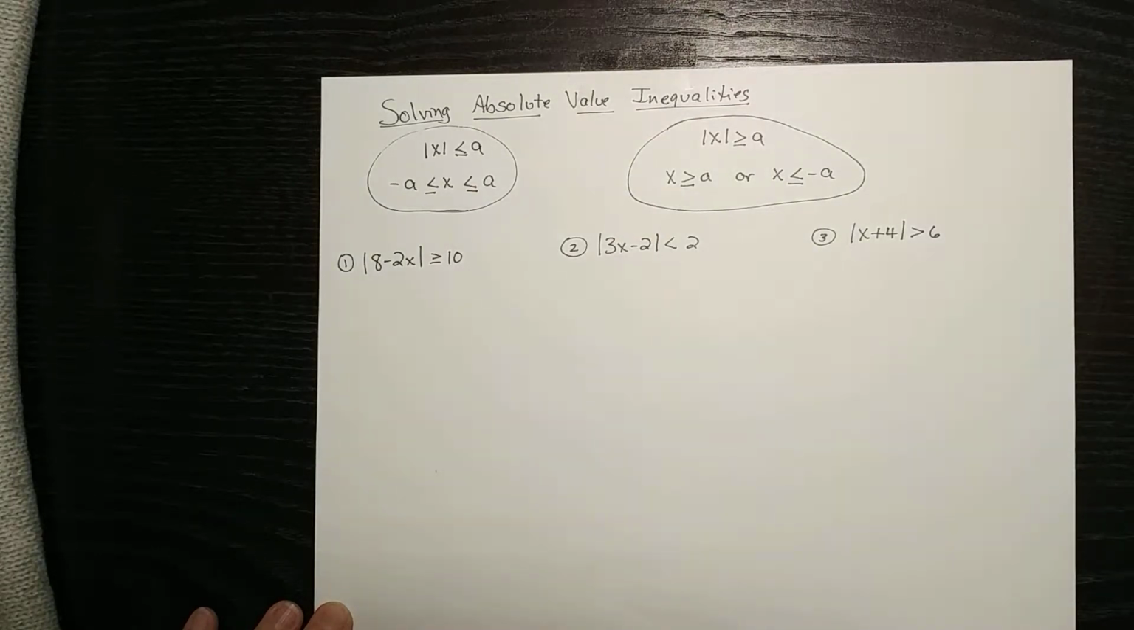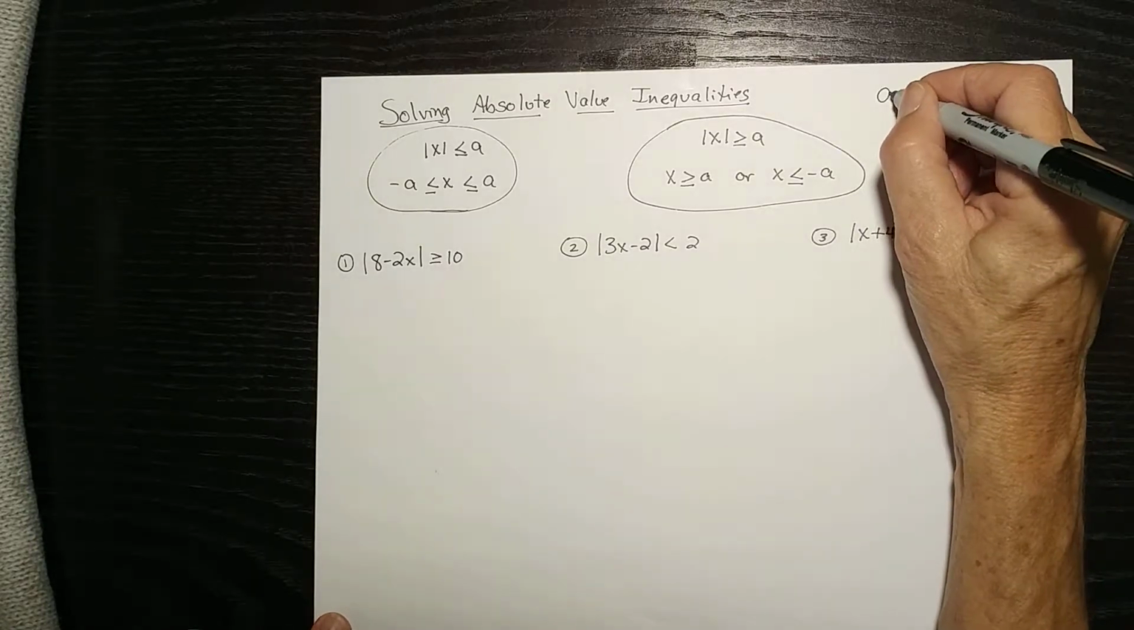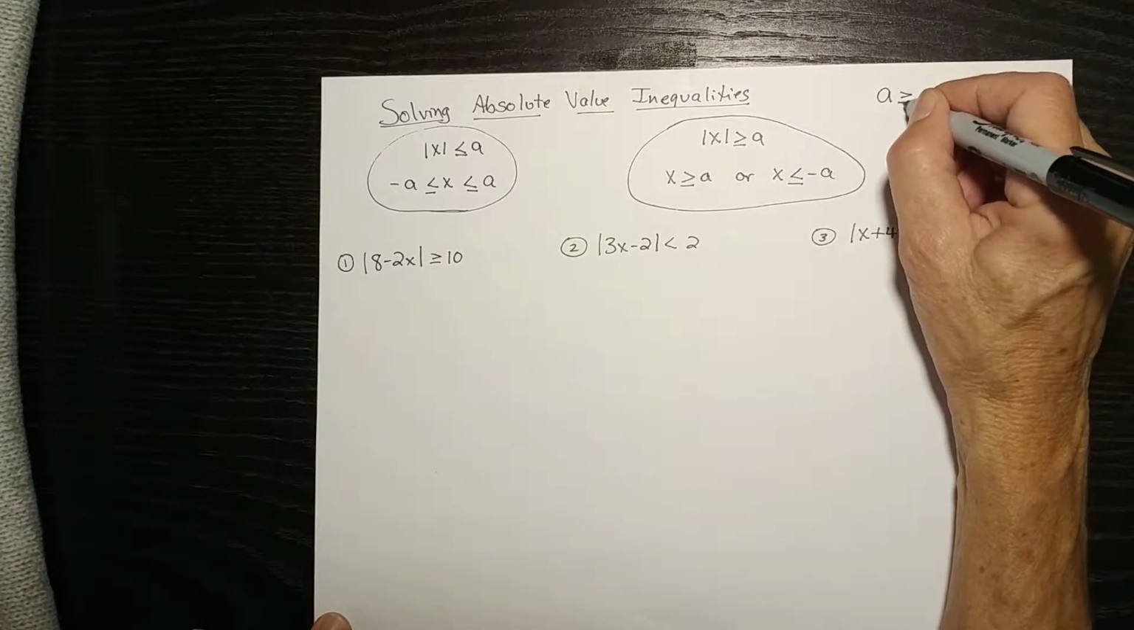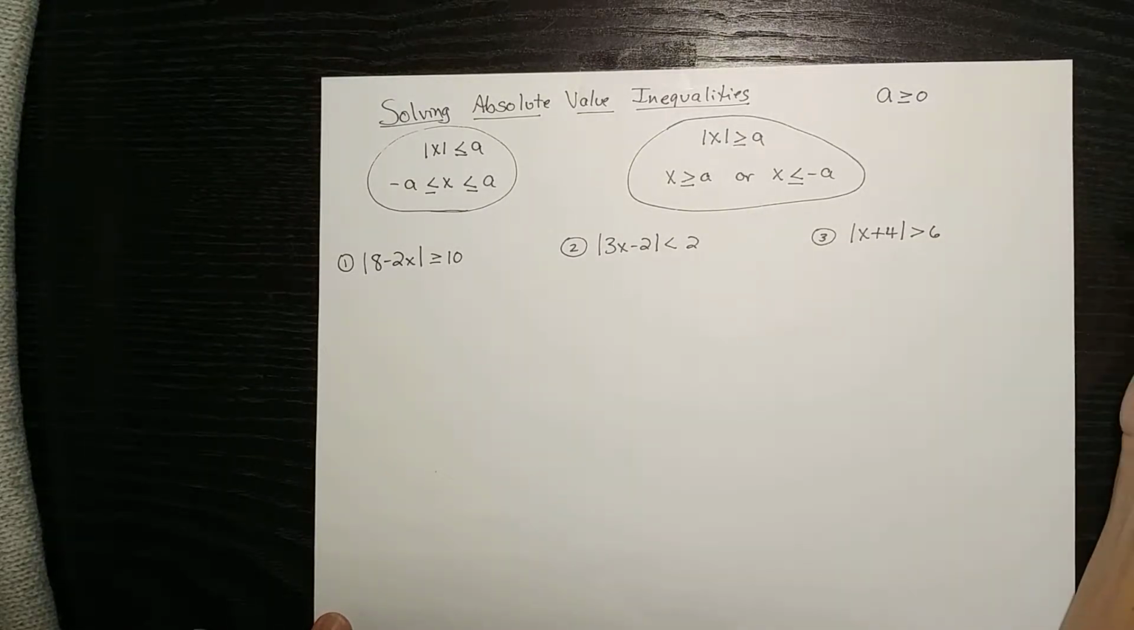All right, so for number 1, if we're given an absolute value expression is greater than or equal to some number, like we are in number 1, we're going to apply this rule right here. And this is where this value of A is greater than or equal to 0. That is what's going on here. Because we know the absolute value is a distance, it can either be 0 or it can be some positive value. So that's the restriction we have on A.